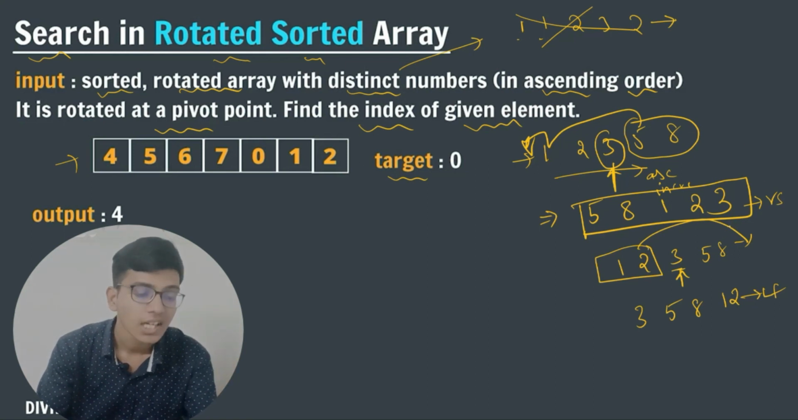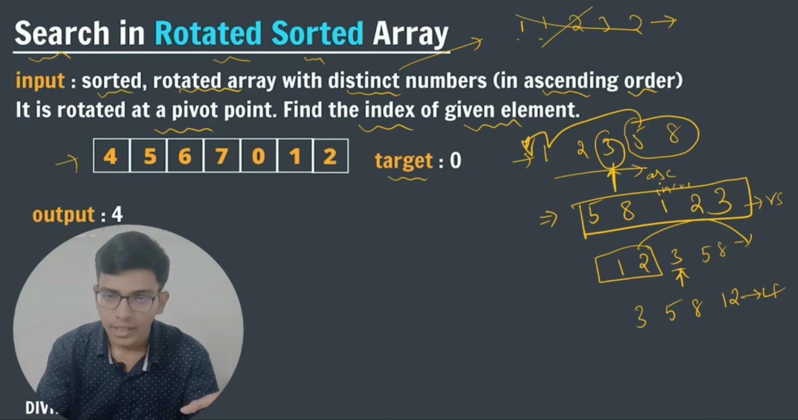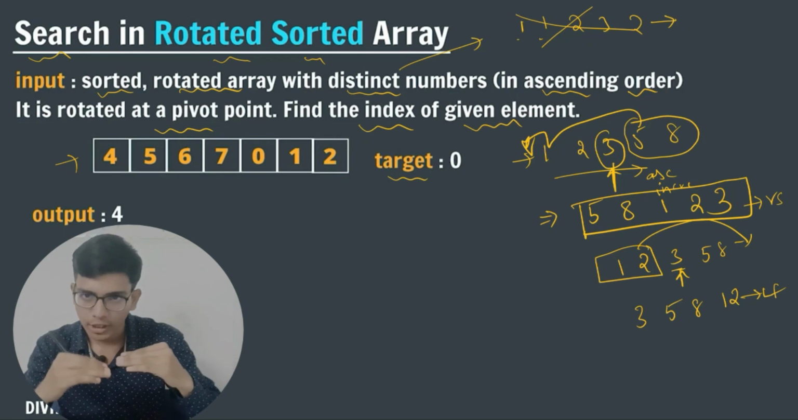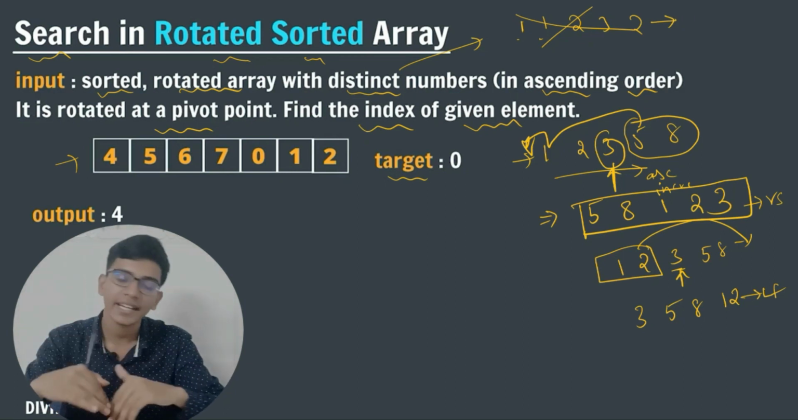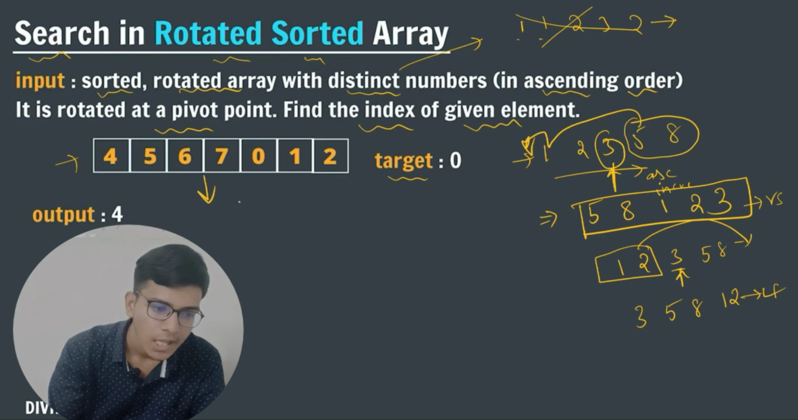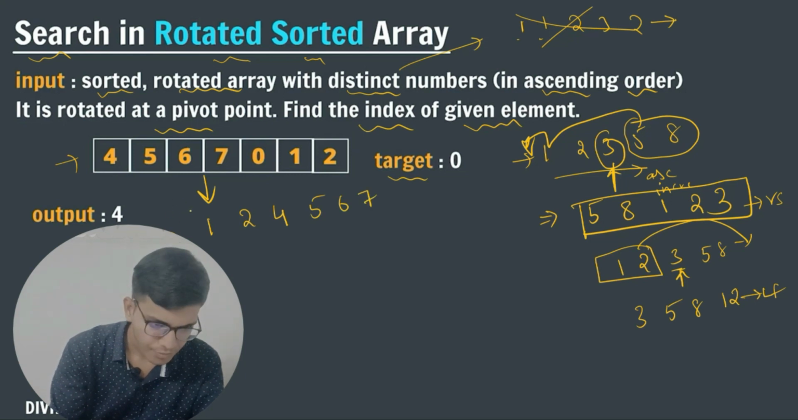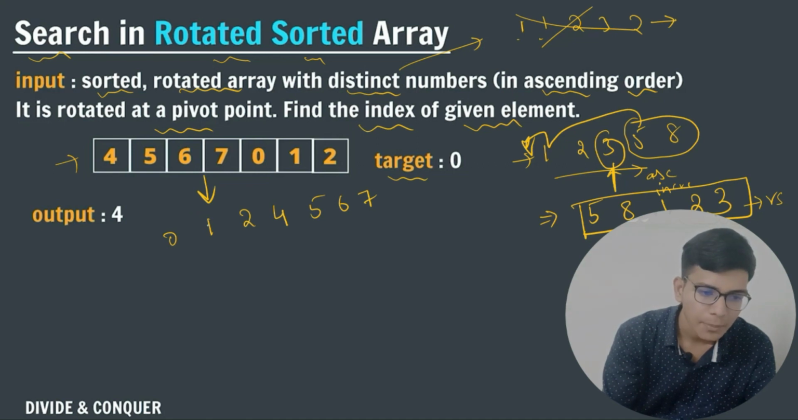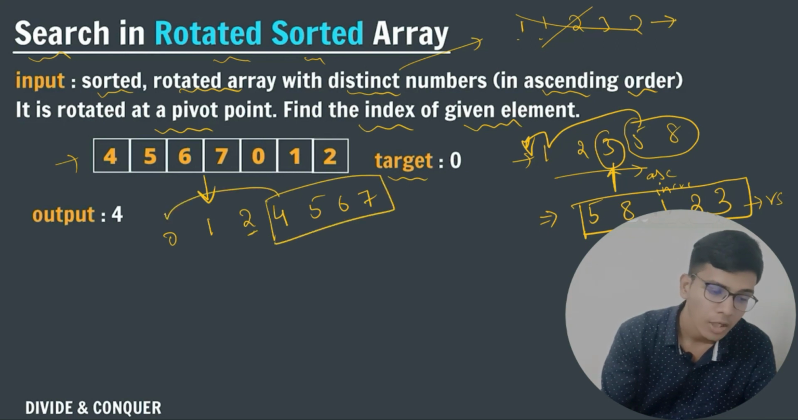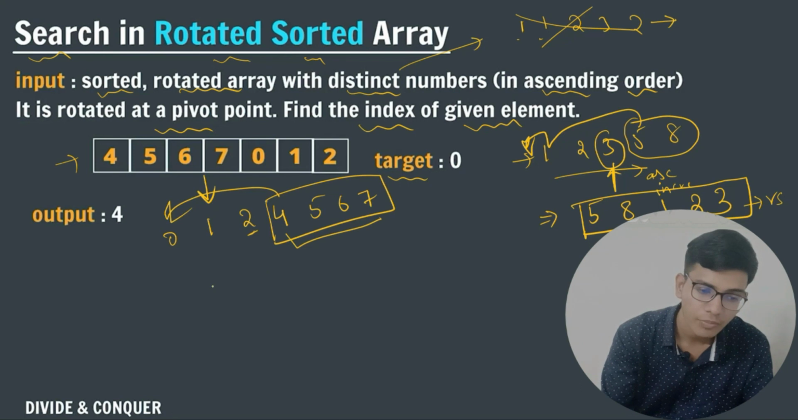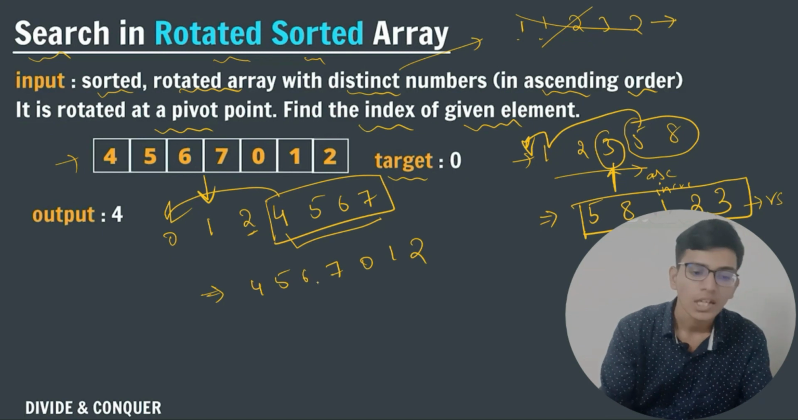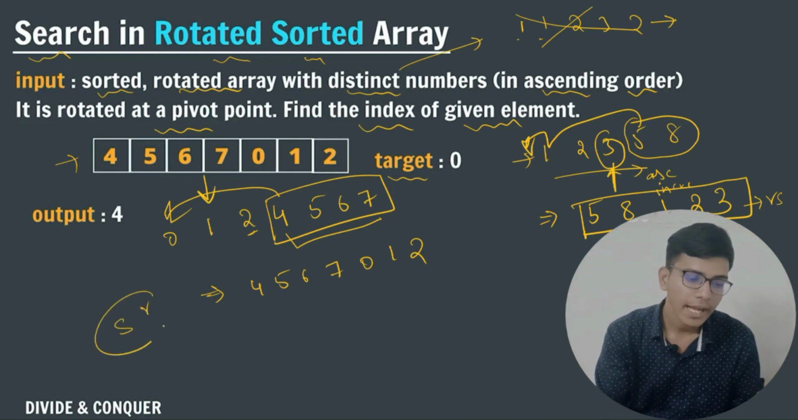So the user has given us a sorted array and it is rotated. It means a sorted and rotated array. The original array might look like this: 0 1 2 4 5 6 7. We have rotated the given array about a particular pivot. Here 4 is the pivot. We did right rotation for the rest of my array, so the elements become 4 5 6 7 0 1 2. So this is my sorted and rotated array.